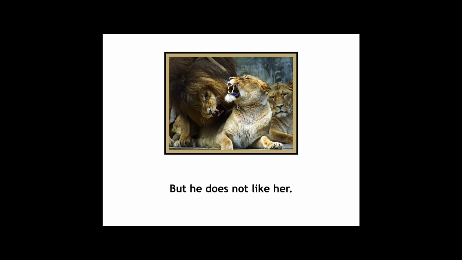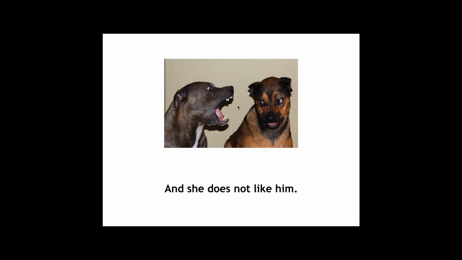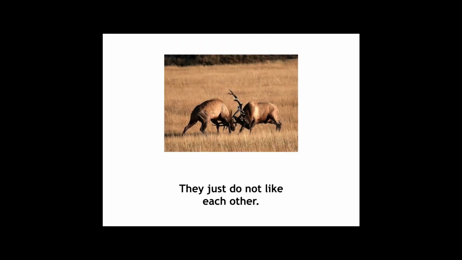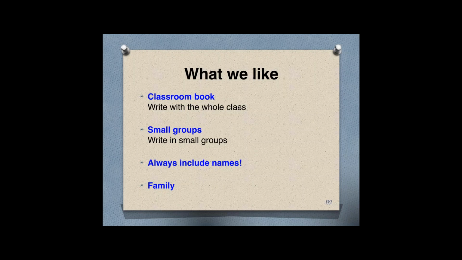And here's an example of how we're going to switch things up at the end. But he does not like her, and she does not like him. They just do not like each other. So we can write these kind of books with the whole class. So what we like as a classroom, where each child gets to add a page. We can write these kind of books in small groups within the child's classroom.